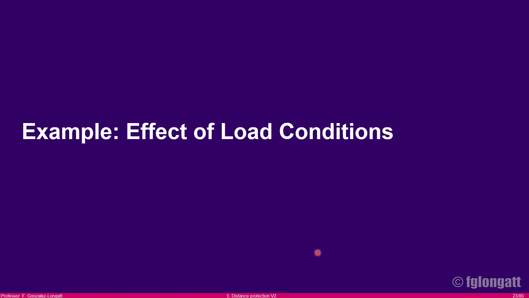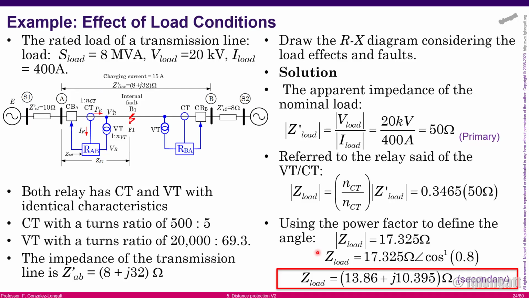Okay, I have a numerical example here to tell you about load conditions. Here you can see we have a transmission line, the transmission line A to B. We know the impedance, and this is a medium-sized transmission line, and there is a charging current of 50 amps. Okay, what is the charging current?